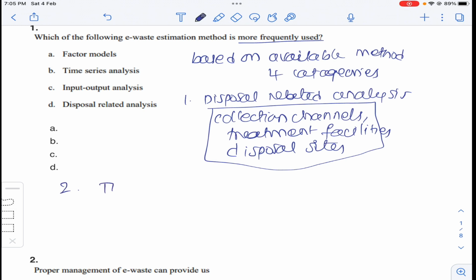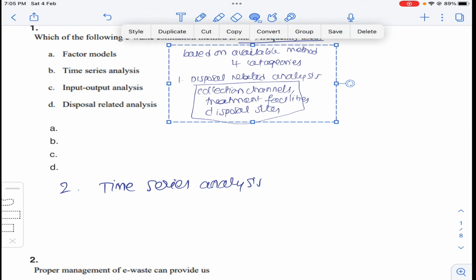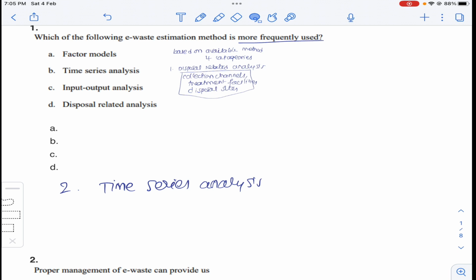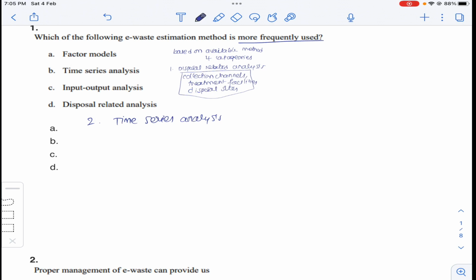Second method is time series analysis. In time series analysis, we forecast the trend of e-waste generation by exploring historical data into future. And coming to the third method, input output analysis.